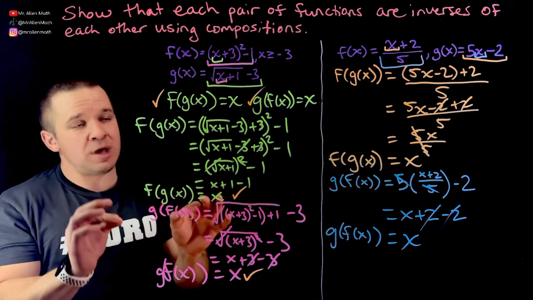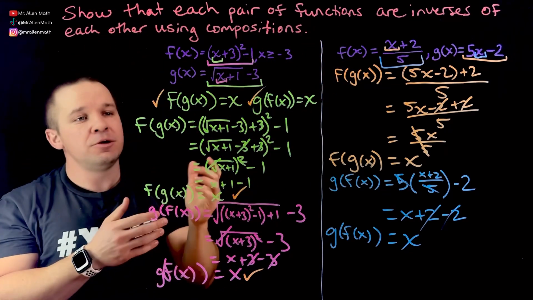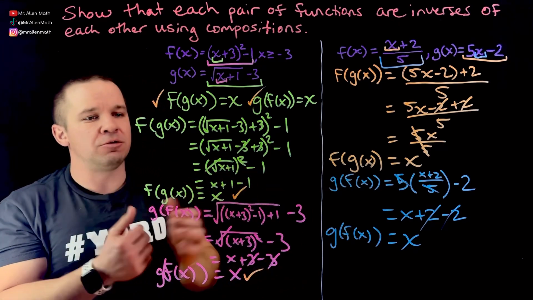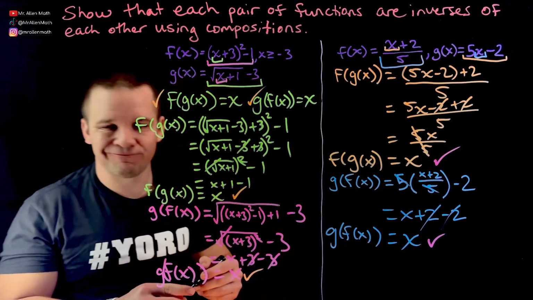But for these, we knew they were inverses because of the specific wording here: show that they are inverses using compositions. That's implying that they are inverses, that they should both equal x. Got to do all that work. You know what? I didn't put any check marks here. Check. Check. Now we're good.